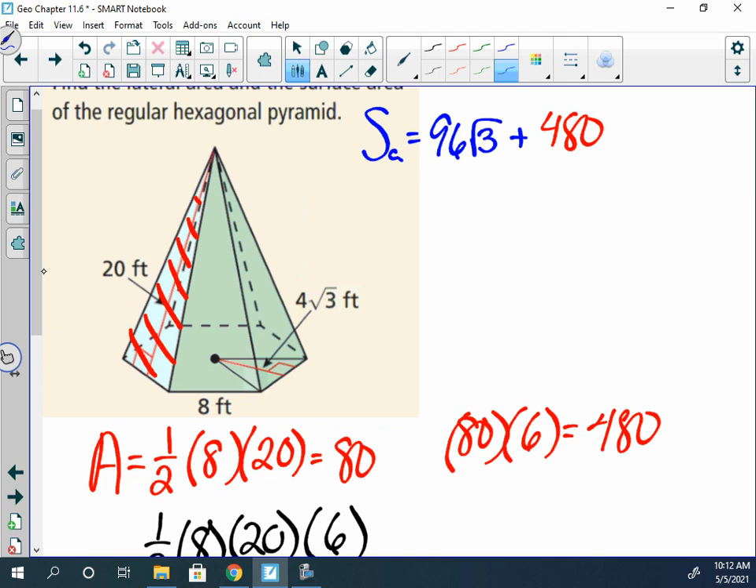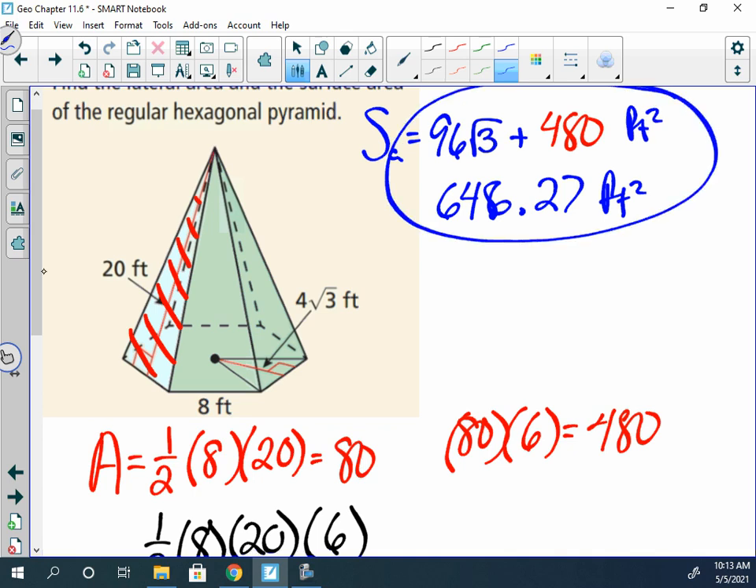And last but not least, we need to add these together. 646 what? 0.27. And this would be feet squared. I'll take either form, because if you want to put it in decimal form, put it in decimal form. Because 480 plus 96 square root of 3 feet squared is still the same thing. We just didn't convert the square root of 3 into a decimal.